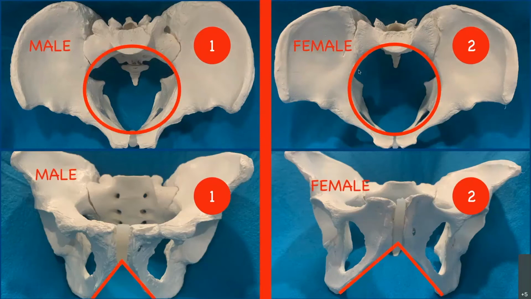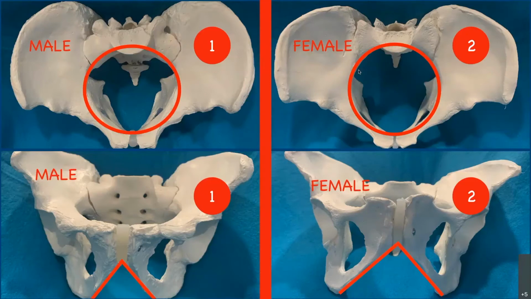Well, if you said pelvis number 2 is female, then you are right. In the top two images, you can see an area circled in red. That area is much more open in the female and closed in the male. There is also something called the subpubic angle, which is shown in red on the bottom two images. And in females, this angle is wide, and in males, the angle is narrow.